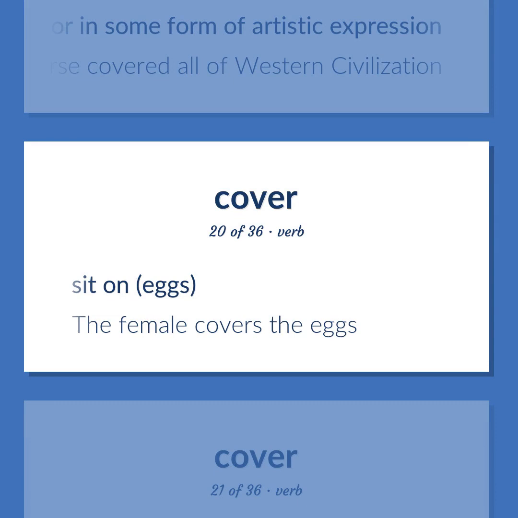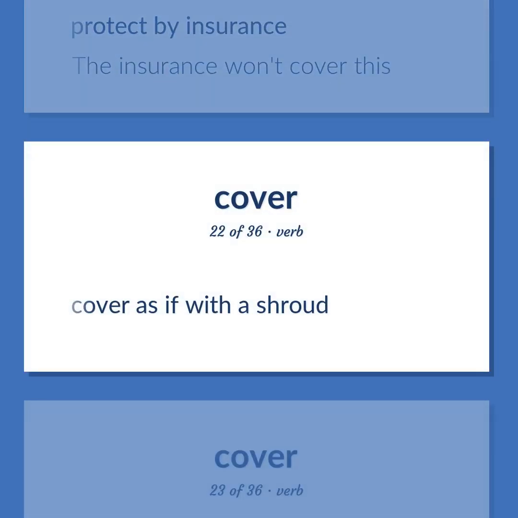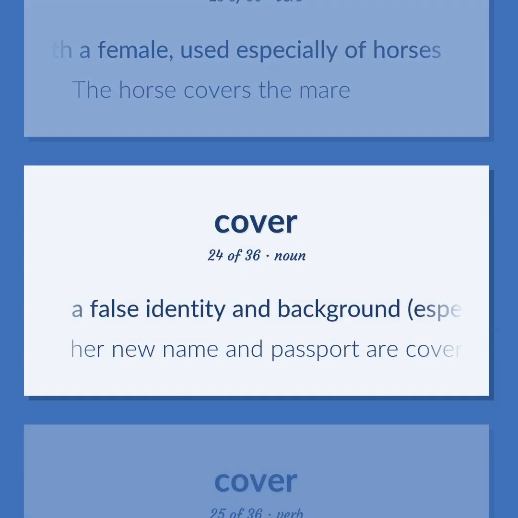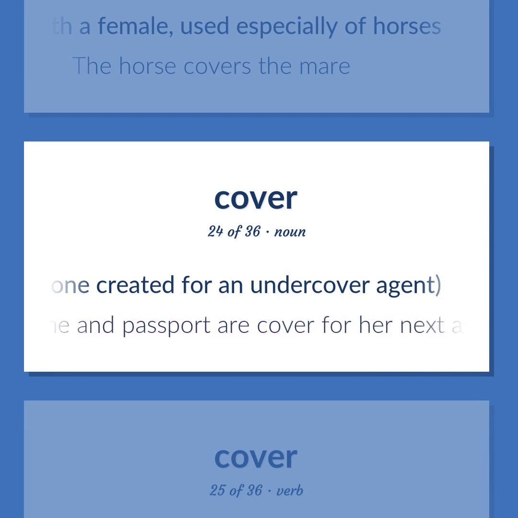Sit on, eggs. The female covers the eggs. Protect by insurance. The insurance won't cover this. Cover as if with a shroud. Copulate with a female, used especially of horses. The horse covers the mare. A false identity and background, especially one created for an undercover agent. Her new name and passport are cover for her next assignment.